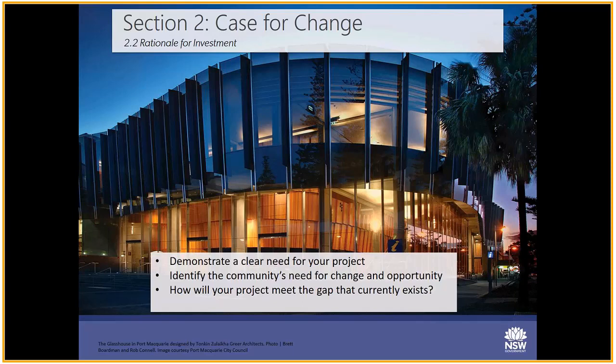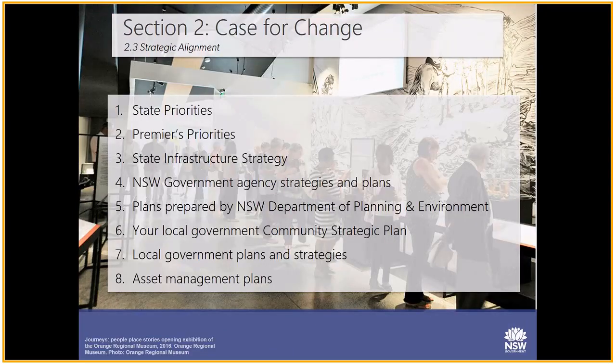2.2 is rationale for investment. The rationale for investment should demonstrate a clear need for your project. The community's need for change and opportunities for the creation of benefits should be identified to explain why your project should receive investment. Remember that you need to be competitive against other projects, so supporting evidence and solid reasoning in this section will establish your case for change. Once the need is established, describe how your project will meet the need or gap that currently exists in the community.